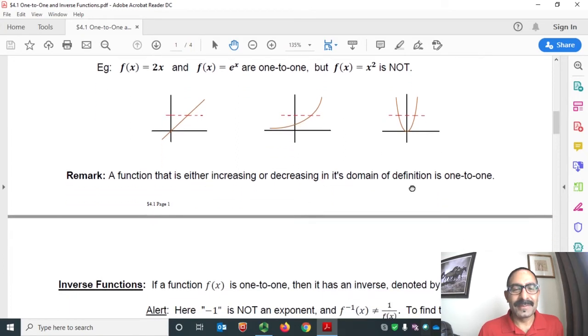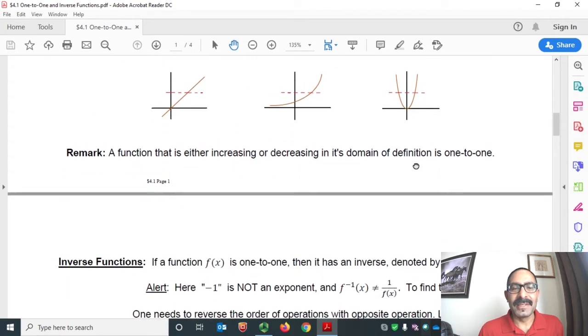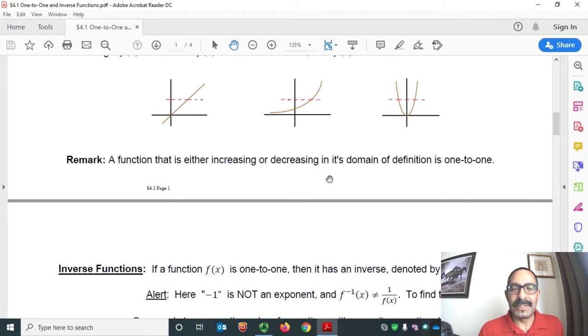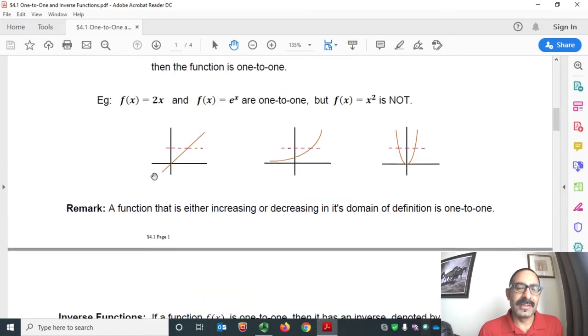Quick remark. A function that is either increasing or decreasing in its entire domain of definition is one-to-one. You see here, this is an increasing function, this is an increasing function, and if I only consider the left branch of this parabola, this is decreasing, then this will be one-to-one. If I only consider the right branch of this parabola, the function is increasing, then this is again one-to-one.